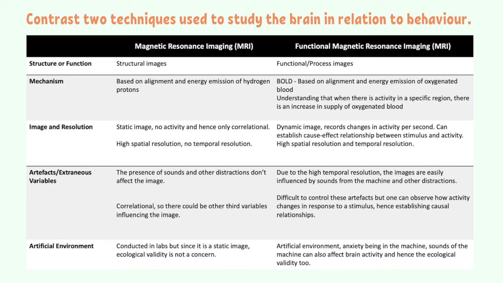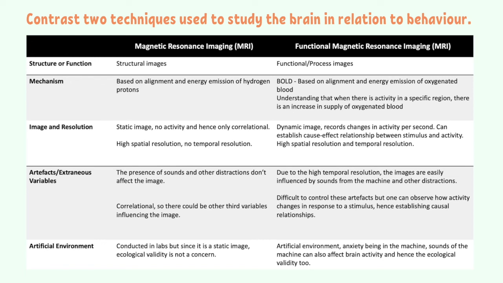The image produced by an MRI is a static image. Okay, it is black and white and only indicates structure. It has high spatial resolution, but no temporal resolution. Okay, for these reasons, most research that uses MRI scans is correlational in nature, okay, as the scan is indicative of the brain structure at that given point of time. Again, if this technique is used over a time period, there is more potential to establish cause-effect relationships.